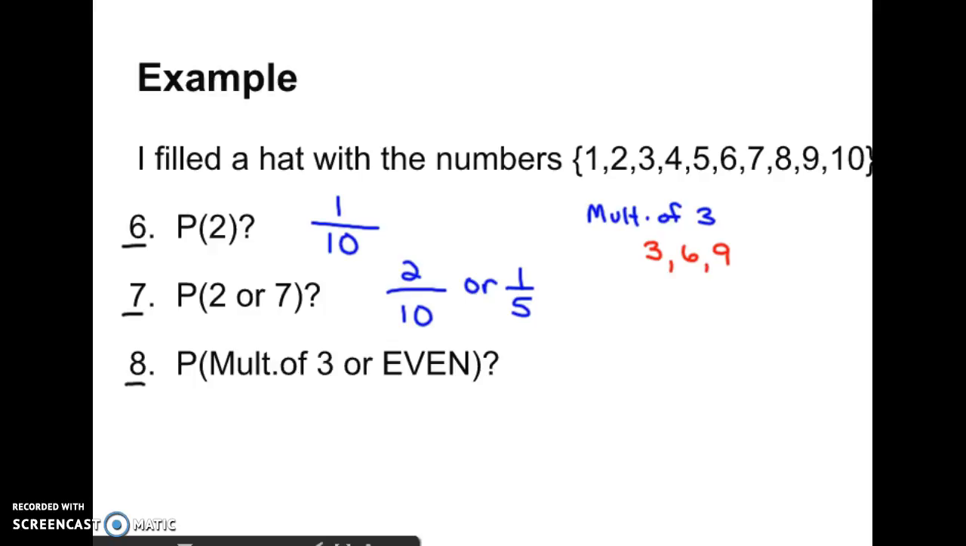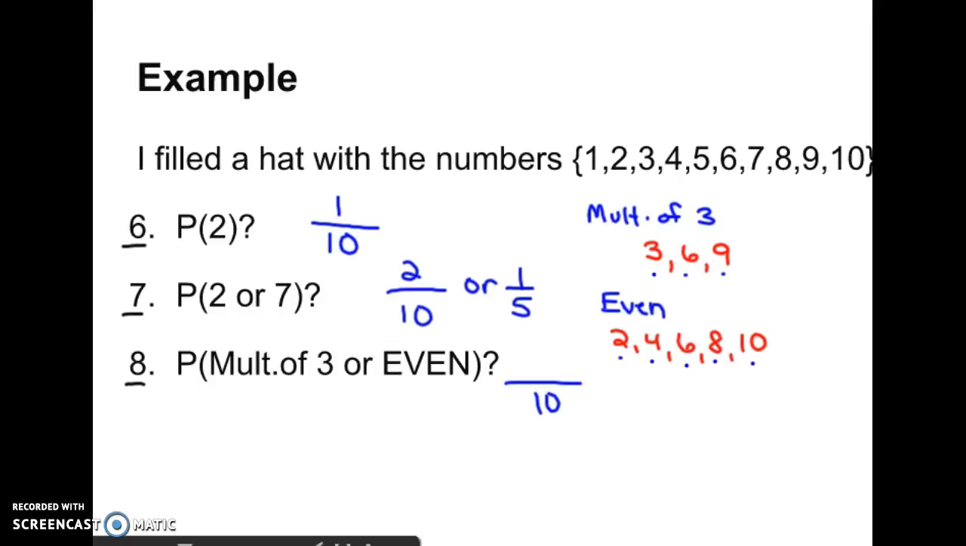Or it says you can get an even number. So let me write out the word even. And so the even numbers from that group are 2, 4, 6, 8, and 10. Okay, so out of the 10 numbers listed up there, I know I can get a multiple of 3 or an even number. If you count the numbers I've listed, you have 1, 2, 3, 4, 5, 6, 7, 8 numbers that are up there.